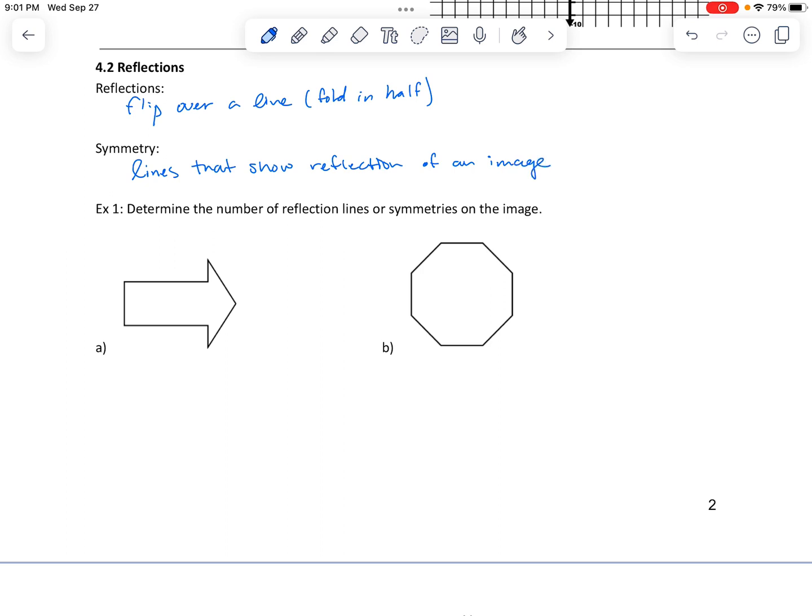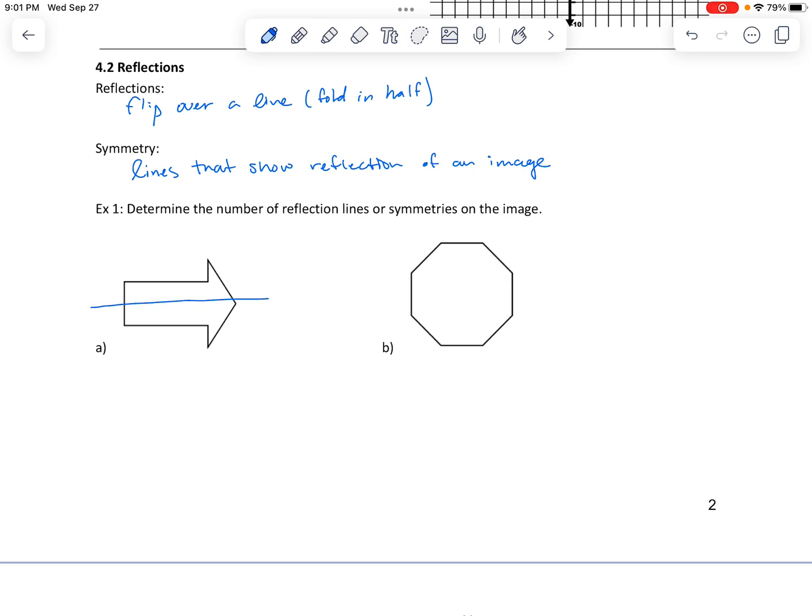So these are lines that show reflection of an image. So for instance, example 1 here. Determine the number of reflection lines or symmetry of the image. So if I'm looking at that arrow there, where can I draw a line in and it's going to cut it exactly in half? And I would have a horizontal line that technically should be going through the point there. So I'm sorry, I'm off a little bit. So we drew in the reflection line or the symmetry, so we have one symmetry line.